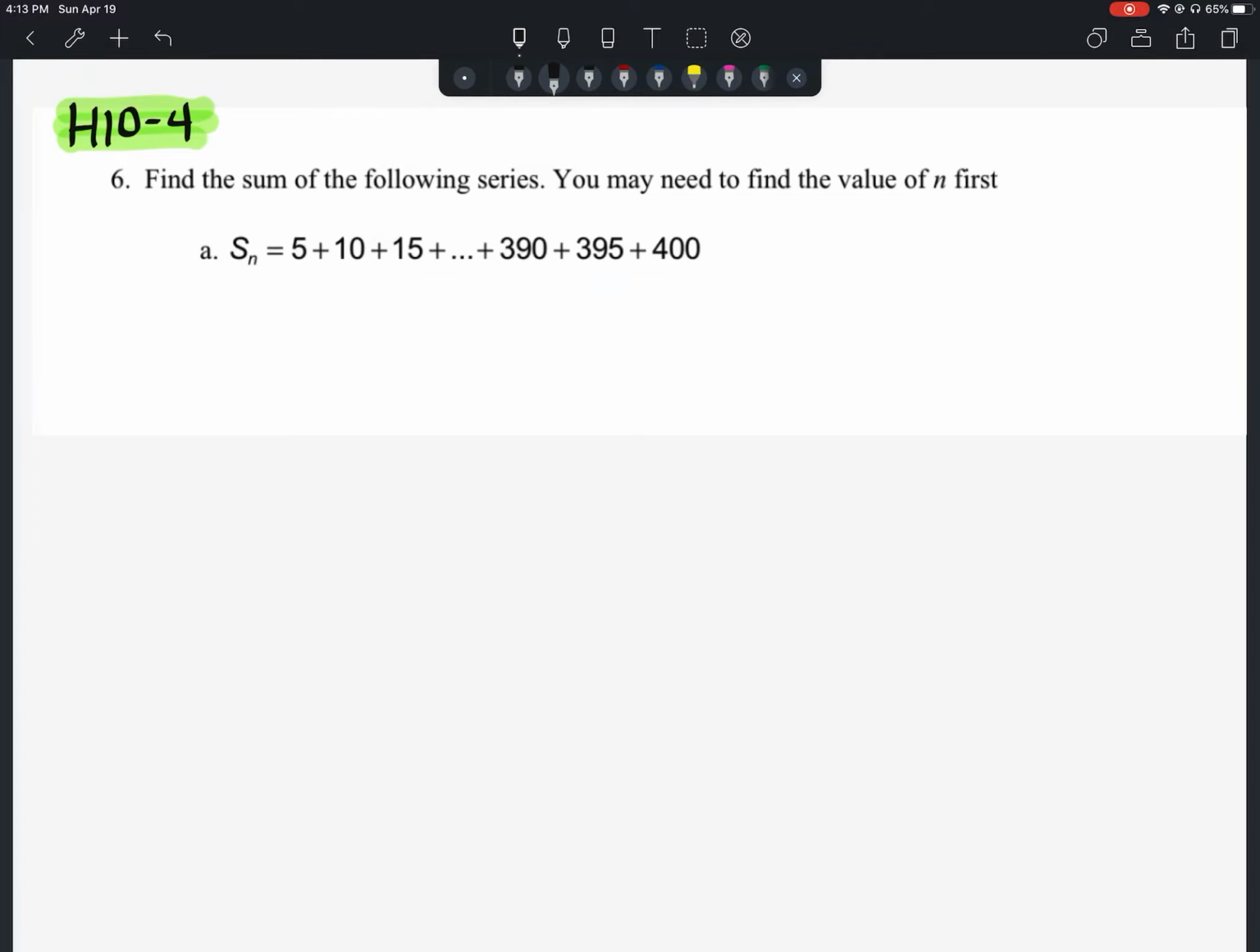This is problem 6 from the H10-4 notes. It says find the sum of the following series. You may need to find the value of n first. Okay, so we're going to add a little something into this one here.